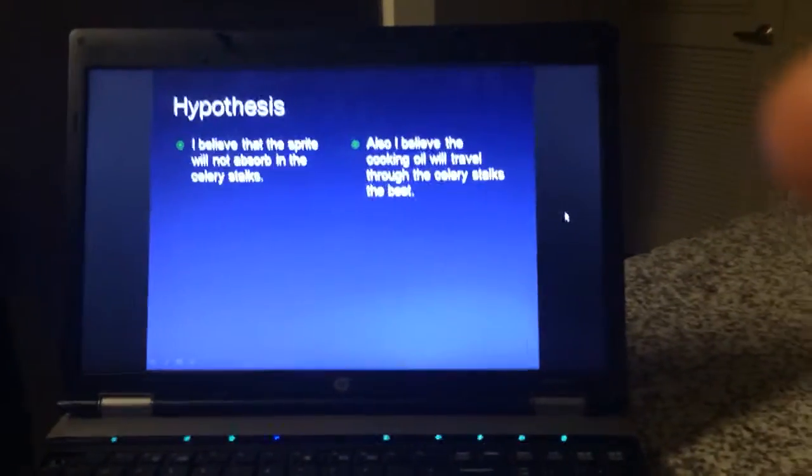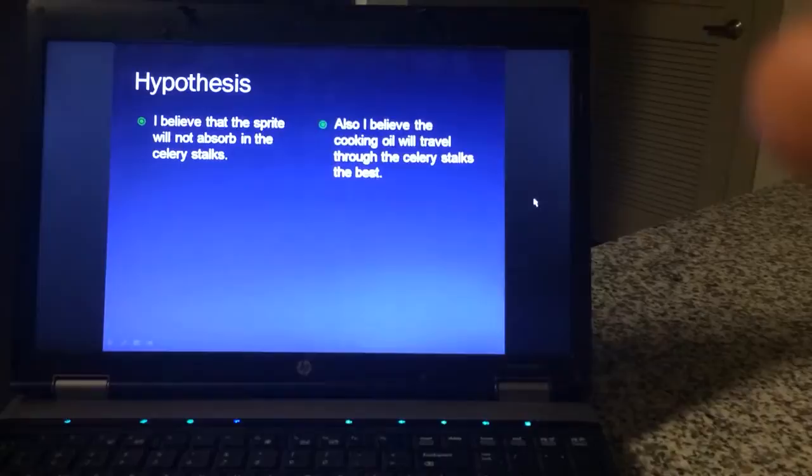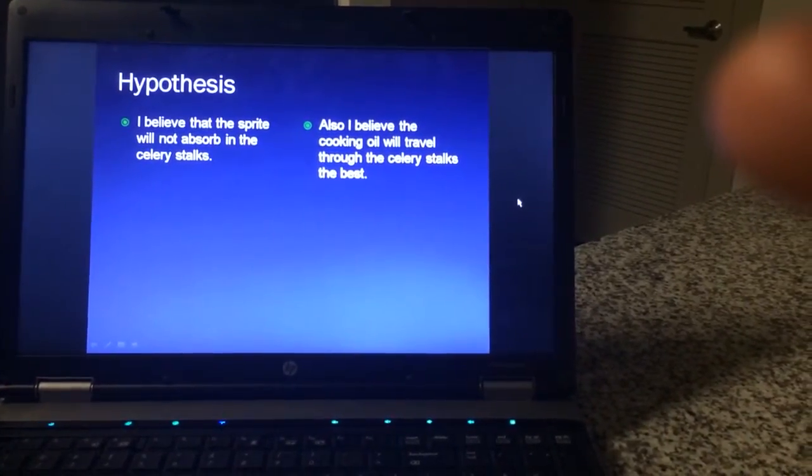So I had two hypotheses in this experiment. One of them being that I believe that the Sprite would not absorb in the celery stalks, and the other being that the cooking oil would travel through the celery stalks the best.